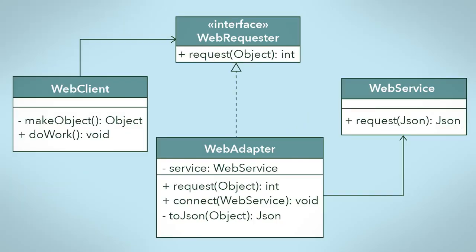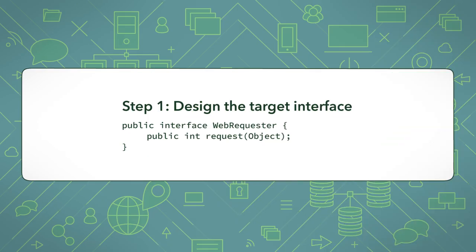Now let's take a look at how we can implement the adapter design pattern in a specific example. In this example, we have a pre-existing web client that we want to use to talk to another web service. Our web client expects to send any object in a request, but the service only supports a JSON object. We need to use an adapter to convert our object request into a JSON object. Step 1. Design the target interface. You create the target interface that your adapter class will be implementing for your client class to use.